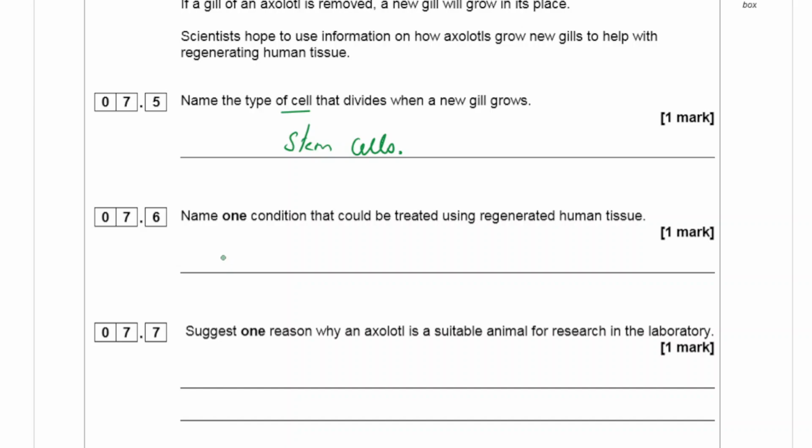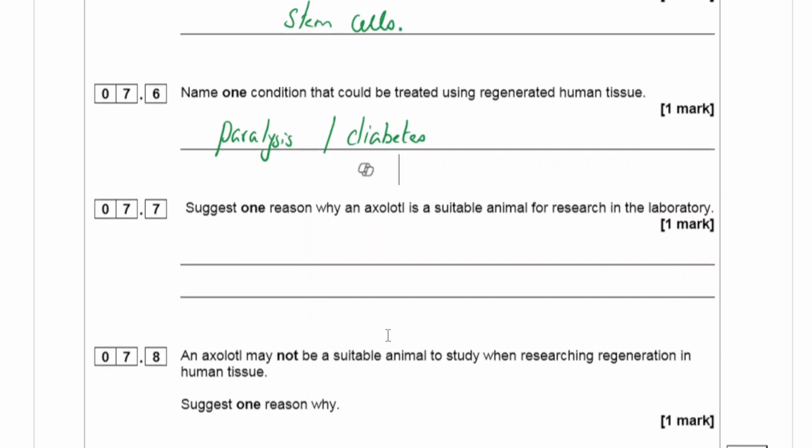Name one condition that could be treated using regenerated human tissue. You could treat paralysis. That is when you have damaged the nerves in your spine, which leads to paralysis. So if you can regenerate it, that will be good. Or you could also treat diabetes, so that your pancreas produces new cells which is capable of producing insulin if your body has stopped producing insulin.